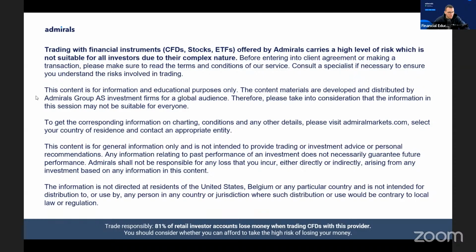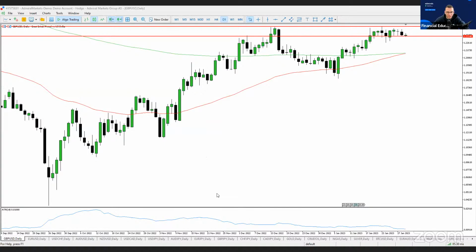And today I will start a bit different than I usually do. I would prefer to go straight to the charts and then we come back to read the news. So let's start with the pound against the dollar.